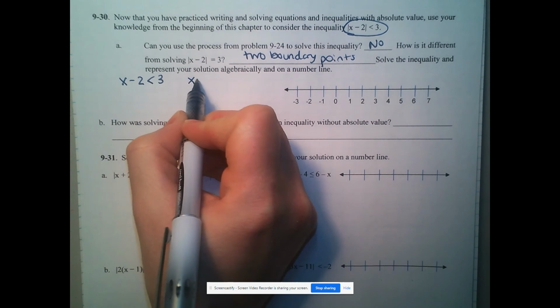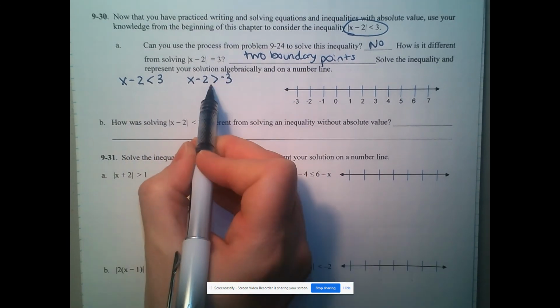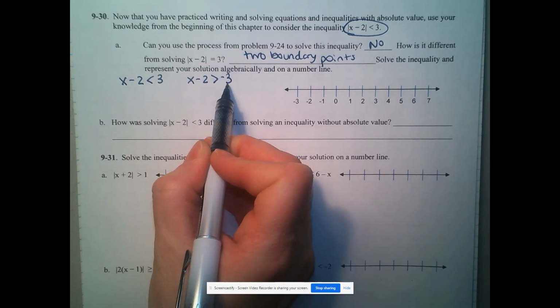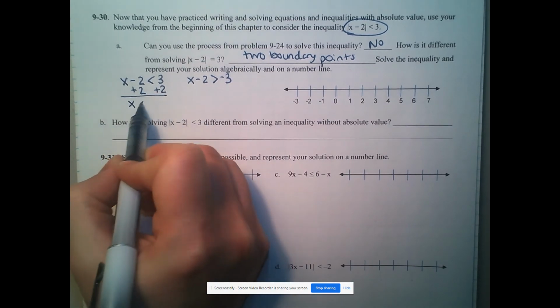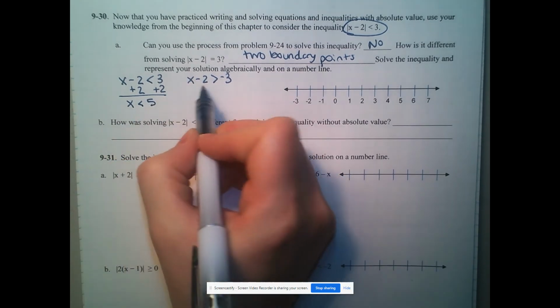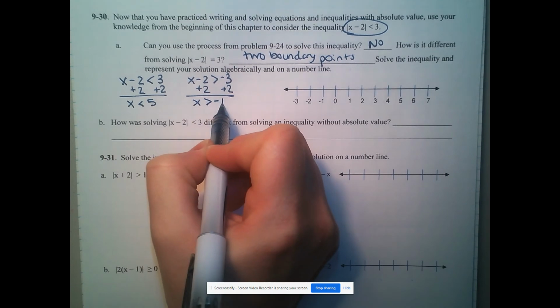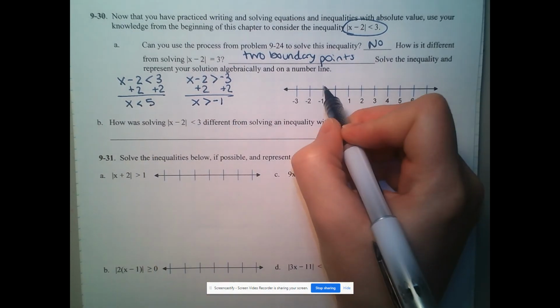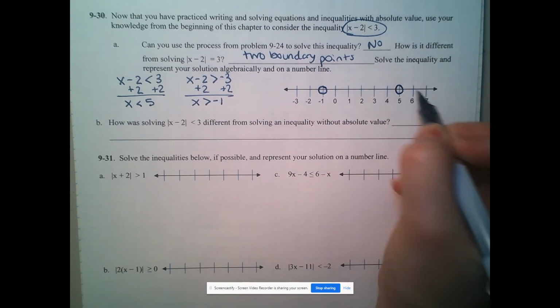But we also have to solve, is x minus 2 greater than negative 3, where we flip the sign and switch it to its opposite answer. So if I add 2 on the left, add 2 on the right, x is less than 5. And if I add 2 on the left, add 2 on the right, x is greater than negative 1. So negative 1 would get an open circle. Positive 5 would get an open circle.